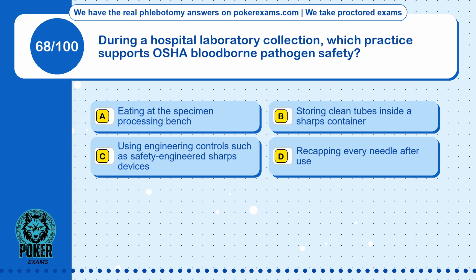Question 68. During a hospital laboratory collection, which practice supports OSHA bloodborne pathogen safety? Option A, eating at the specimen processing bench. Option B, storing clean tubes inside a sharps container. Option C, using engineering controls such as safety engineered sharps devices. Option D, recapping every needle after use.